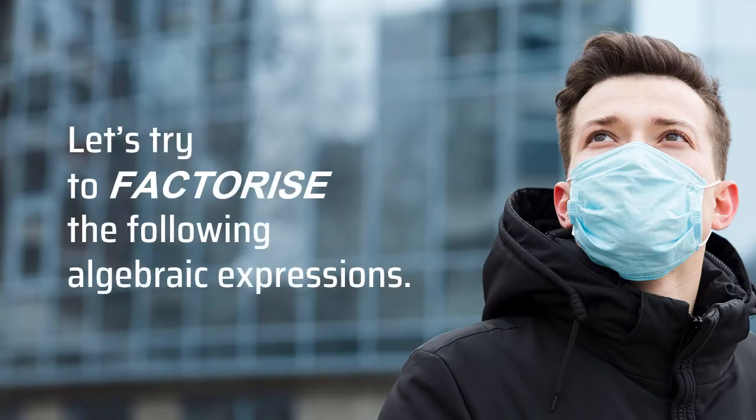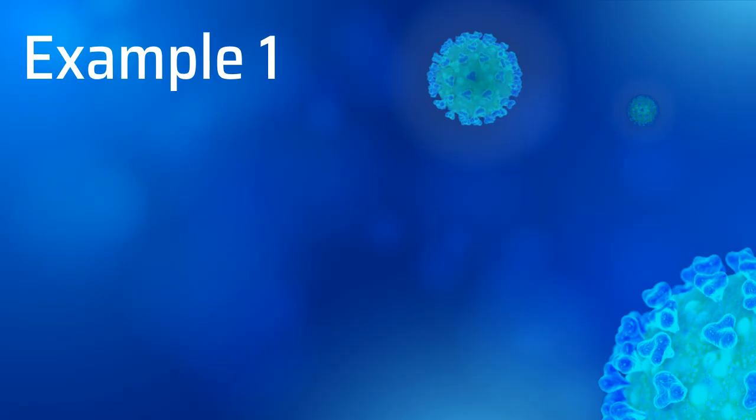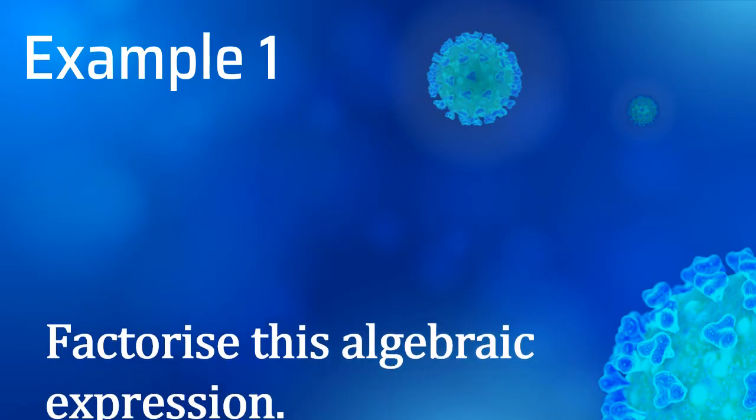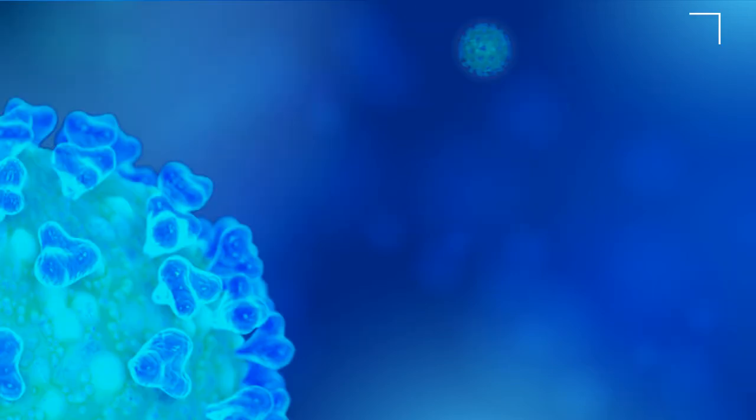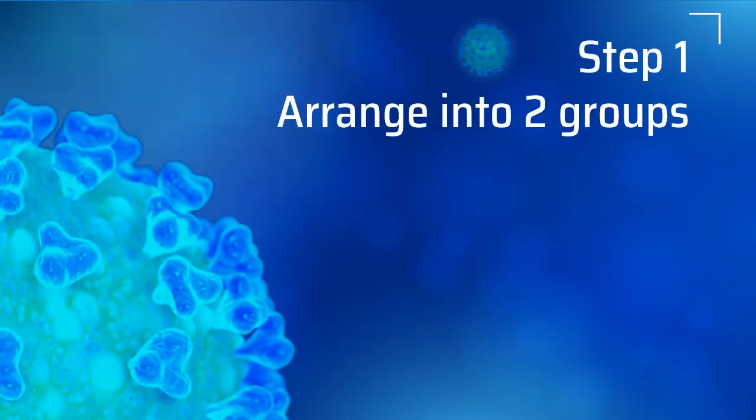If we just talk about the concept, we don't know how to do it. Let's try to factorize the following algebraic expressions. Example 1. Step 1, we must arrange into 2 groups. The question is this, and I make the first group ax minus ay, the second group bx minus by, like this.